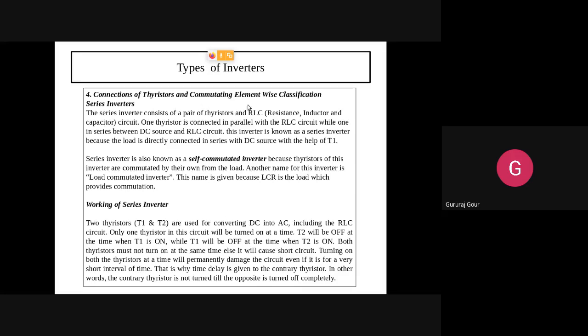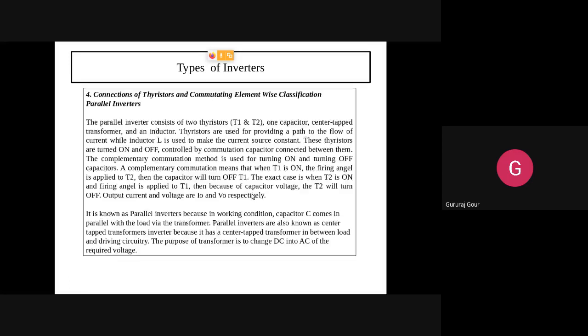So this is how we have some inverters, series parallel inverters, how the charging elements are connected with respect to the load.